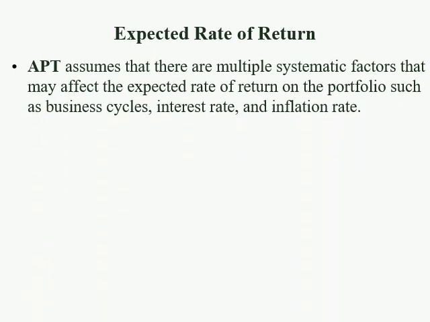Expected rate of return. ABT or arbitrage theory assumes that there are multiple systematic factors, not only one factor like in CAPM theory. CAPM theory assumes only one factor, which is market factor. Here, there are multiple systematic factors that may affect any factor. I expect that this factor will affect the portfolio. I can put it in this equation.